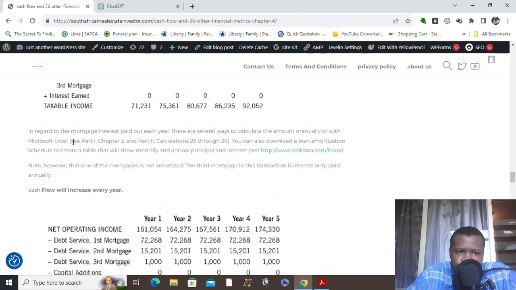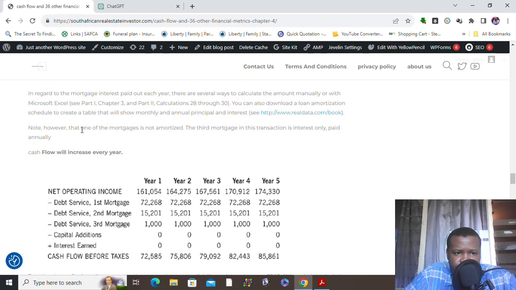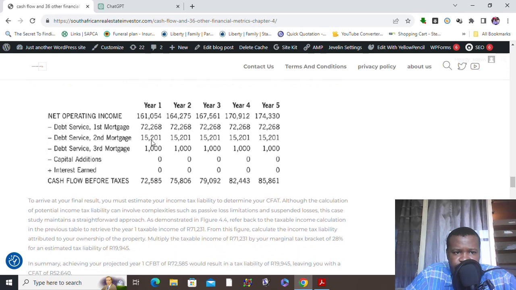In regard to the mortgage interest paid each year, there are several ways to calculate the amount, manually or with Excel. You can download an amortization schedule to create a table that will show you monthly or annual principal and interest. However, one of the mortgages is not amortized. The third mortgage is interest only, paid annually. Cash flow will increase every year.